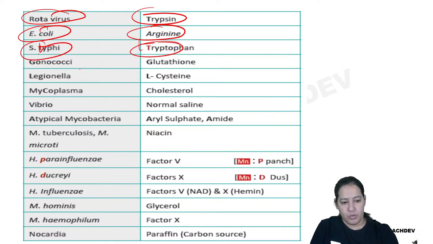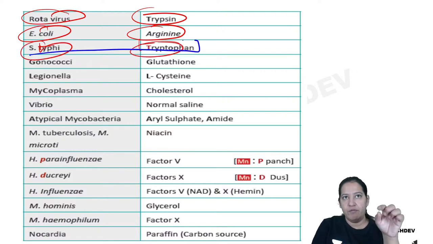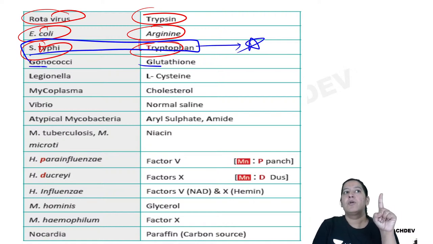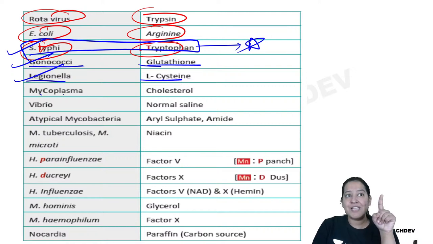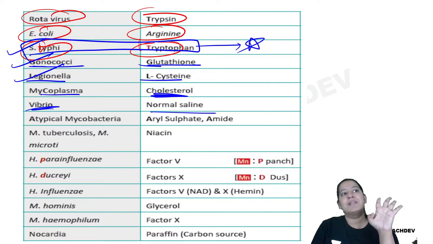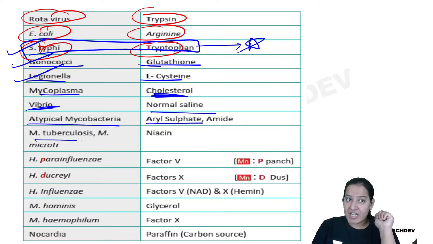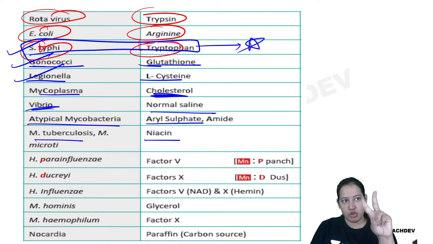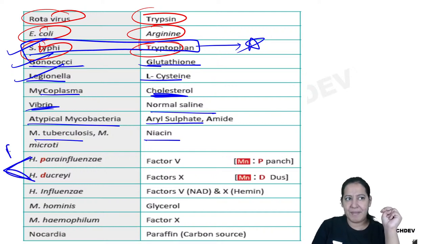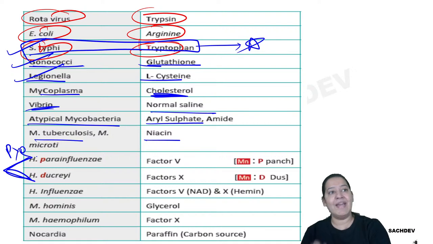Ye aapka PYQ hai. Ye ek PYQ hai, which you will find in FMG paper, right? It is a PYQ. G for G: Gonococcus requires glutathione. L for L: Legionella requires listeria. So T for T, G for G, L for L. Mycoplasma requires cholesterol. Vibrio requires normal saline. Atypical mycobacteria requires aryl sulfate. Mycobacterium TB requires niacin. Ab do cheeze jispe bahut bar PYQ hai, many times.